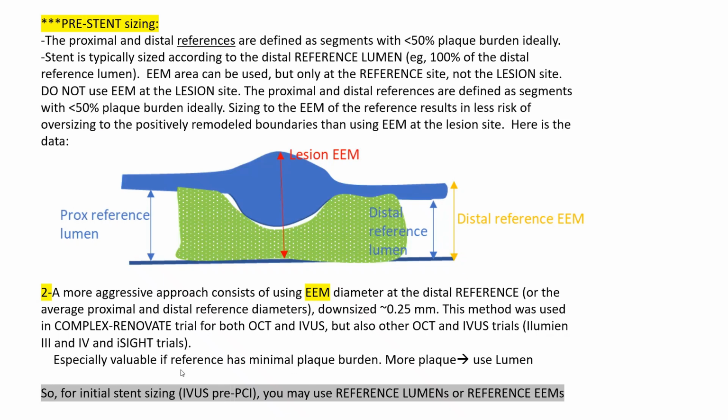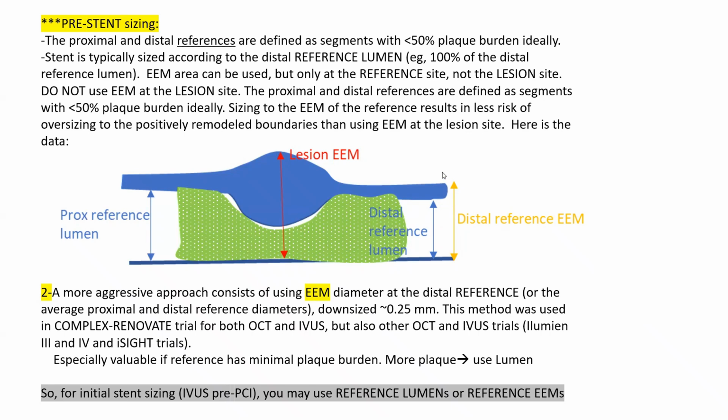This is especially valuable if that reference zone has minimal plaque burden, in which case that external elastic membrane is close to the lumen size. The more you have a plaque burden, the more there is discrepancy between the EEM and the lumen, the more you should use the lumen for stent sizing rather than the external elastic membrane to limit the possibility of edge dissection.